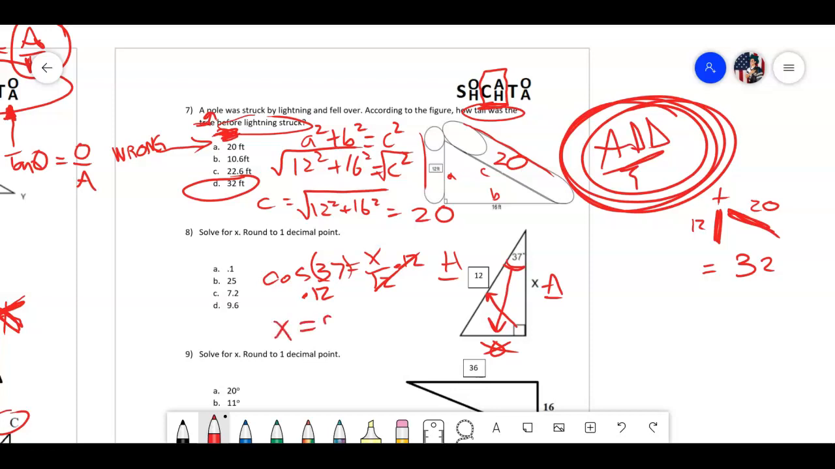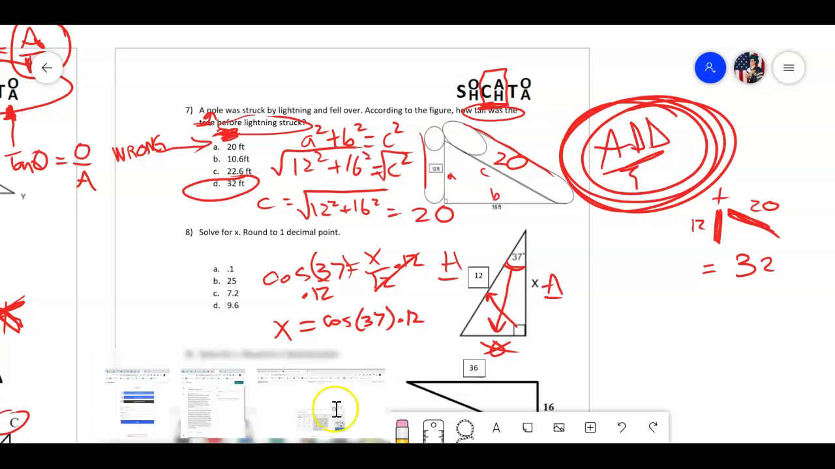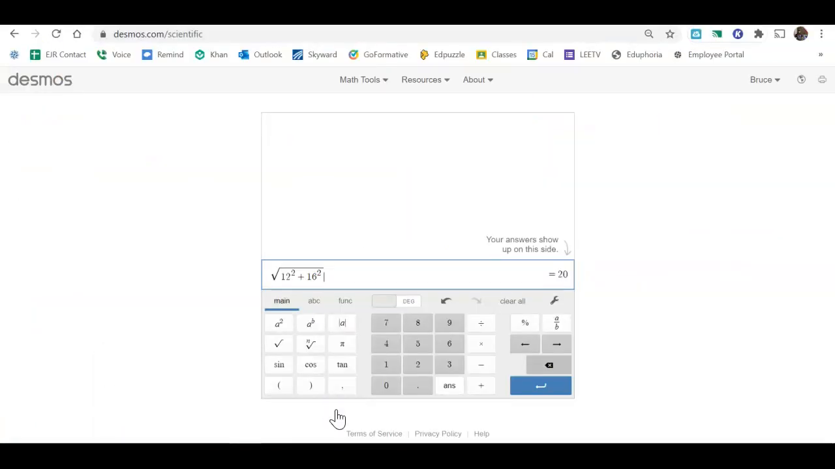So in the end, x equals cosine 37 outside the parentheses times 12. So let's do that in our calculator. Cosine 37 outside the parentheses times 12. I got 9.58.